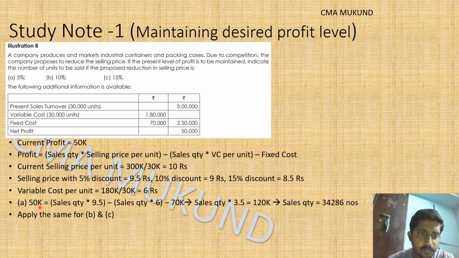Okay, so the total profit, the P&L profit, should be maintained at 50,000. Though we are proposing to go ahead with the discounts in the selling price, our profit has to be the same. So what will be the quantity that we will sell? So 50,000 is the profit, equal to the sales quantity that we have to find, multiplied by 9.5 rupees, which is the discounted price with 5% discount.